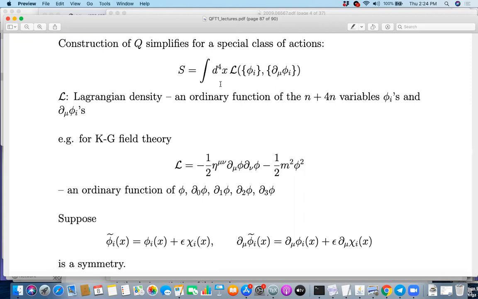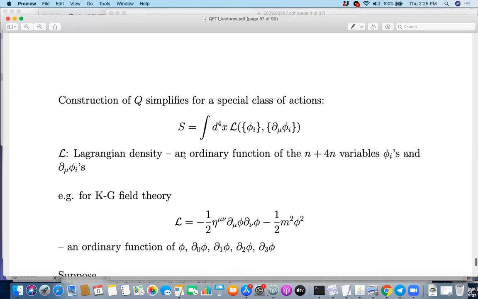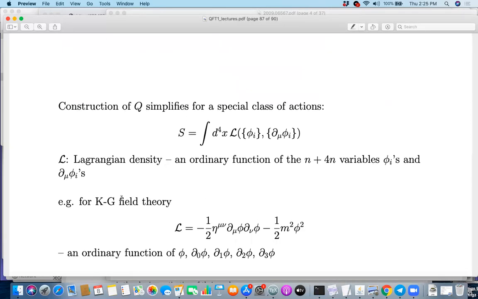So when you talk about derivatives of L, we will not use functional derivatives, we will not use delta, we will use normal partial derivatives. Let me give an example, maybe it will become a little clearer. If we take a Klein-Gordon field theory, the action is given here.